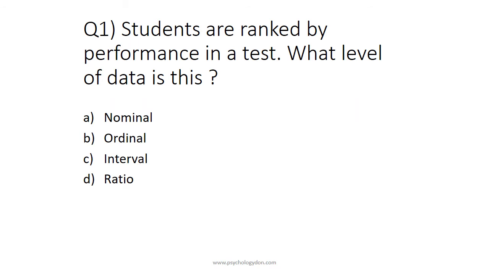So question 1. Students are ranked by performance in a test. What level of data is this? Is it A, nominal, B, ordinal, C, interval, or D, ratio? Have a think. The answer is B, ordinal data, as this is ranked data.